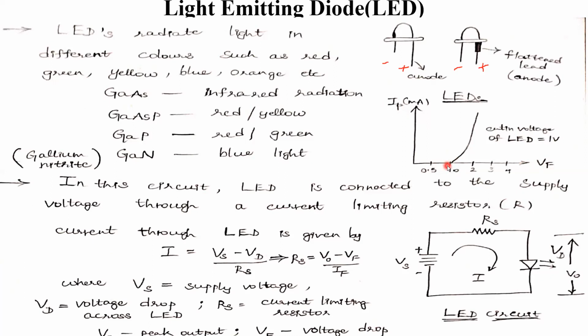The minimum amount of voltage that should be given for the conduction of a large amount of current in this LED is 1 volt. That is the cut-in voltage of the LED. Beyond this 1 volt, the LED goes into the complete conduction state. An exponential rise in the current level will take place in the forward bias condition.